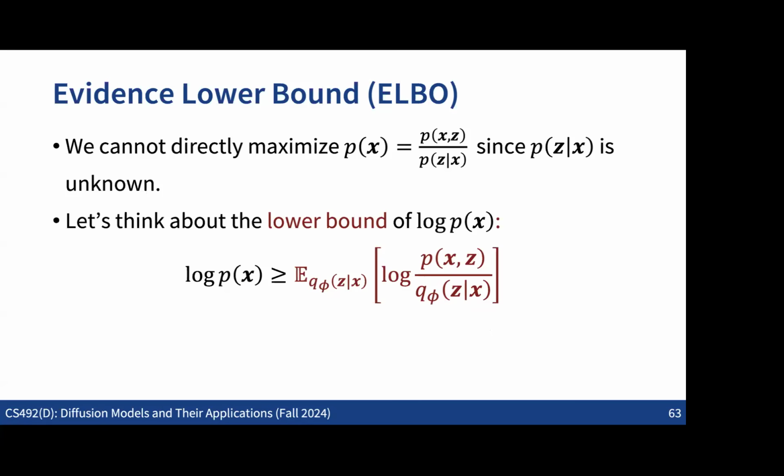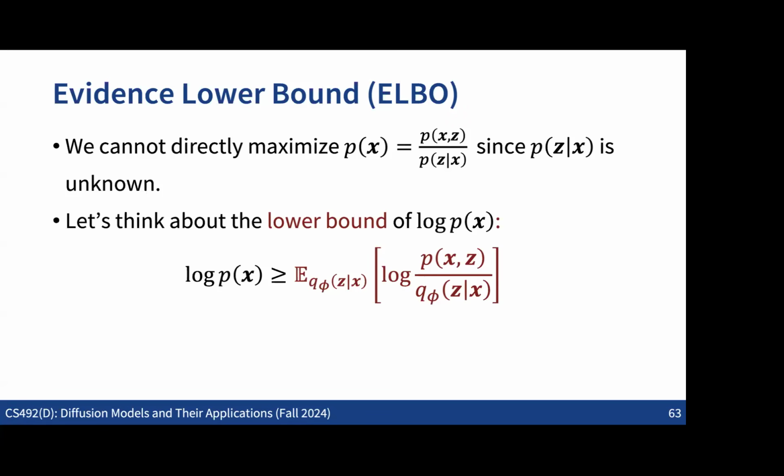Is it clear? So the main idea here is that since we cannot directly compute P(X), we're going to compute the lower bound using a proxy distribution. What we want to do is find a good proxy distribution Q in terms of maximizing this lower bound, which will result in maximizing P(X) here. So why is log P greater than the expected value? That's what we are going to see in the rest of this slide.